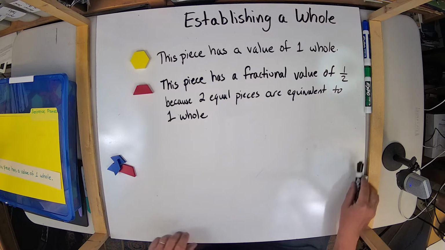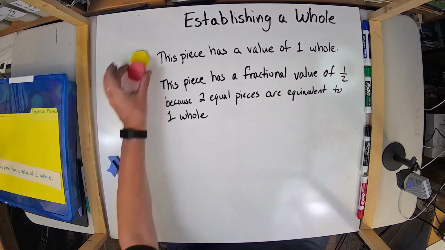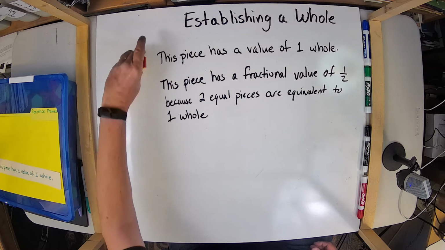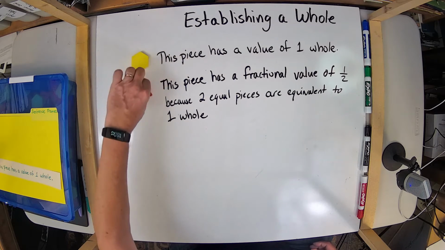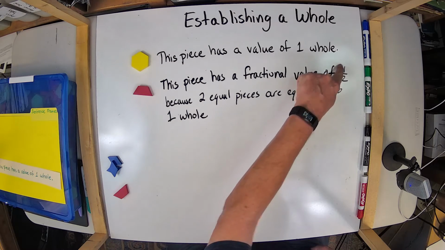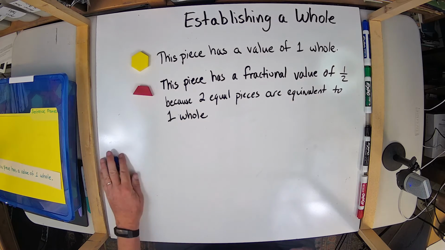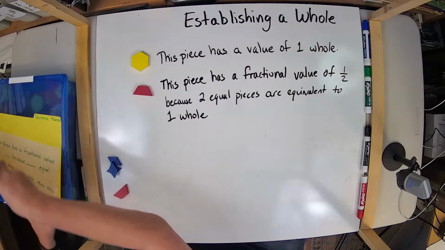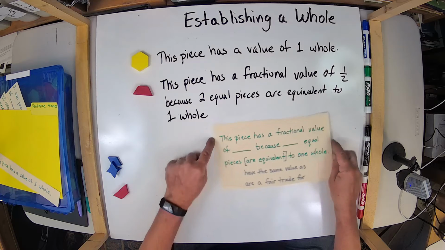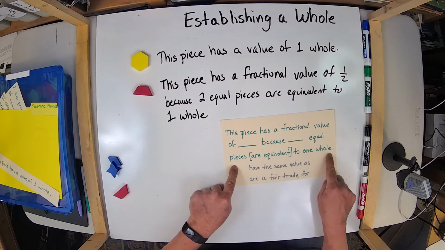So here's what I literally want students to do, to say, all right, if I take two of these pieces and lay them on top of one whole, you can see that they are equivalent. And so then we'll say this piece has a fractional value of 1/2. That's 1 divided by 2 or 1/2 because two equal pieces make one whole. Not surprisingly, I have a sentence frame for that. This piece has a fractional value of blank because blank equal pieces are equivalent to one whole.